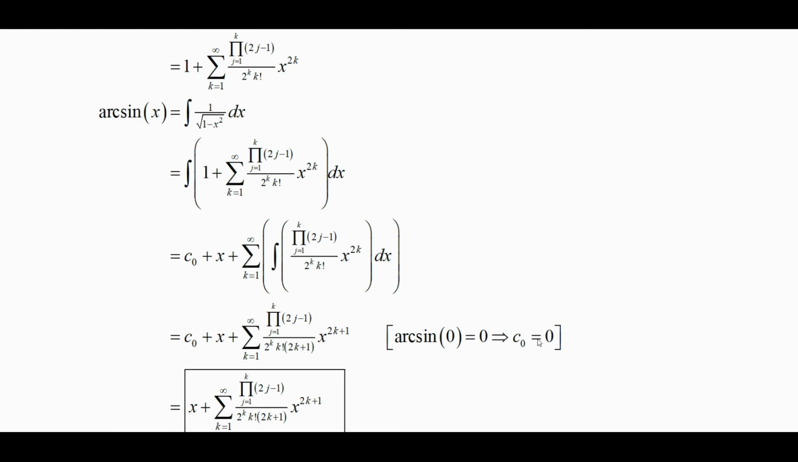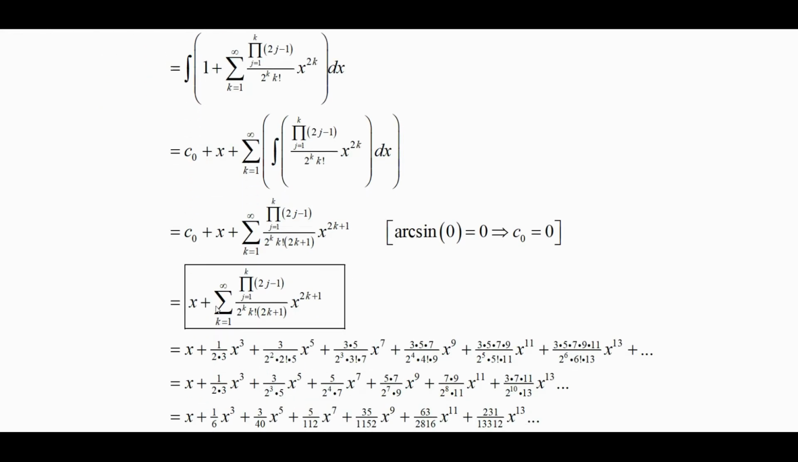Now the arc sine of 0 is 0, so all these terms go to 0, leaving the c0 to be whatever arc sine of 0 is, which is 0. So that term's gone. No constant term, so we get this. So we end up with only odd powered terms. Here it is kind of worked out.